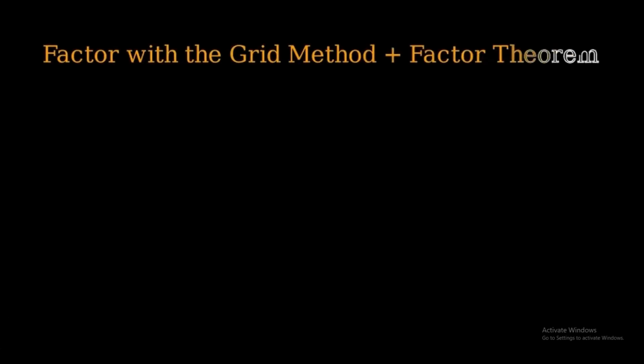Welcome! In this lesson, we will factor the quartic polynomial x to the fourth minus 7x cubed plus 13x squared plus 3x minus 18, using a combination of the factor theorem, synthetic division, and then the grid method to multiply the final factors. Our goal is to factor the polynomial completely, and then use color-coded grids to verify the multiplication.